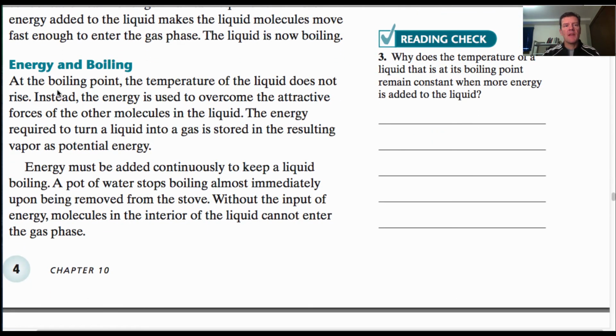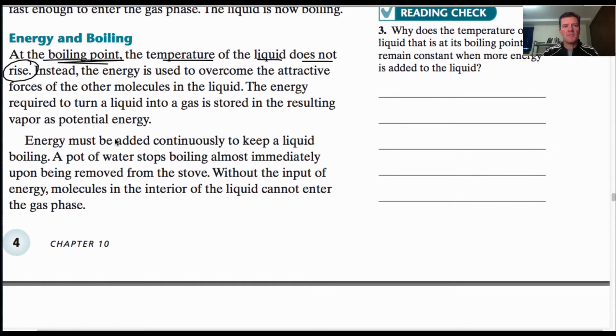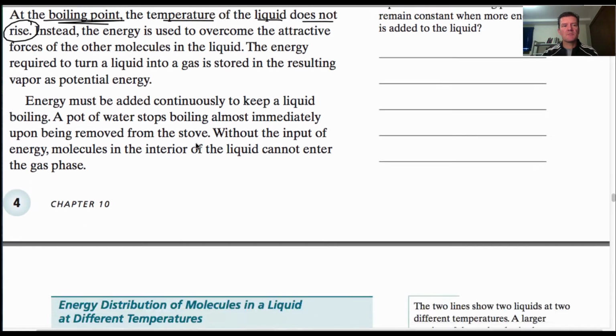All right. At the boiling point, this is important, the temperature of the liquid does not rise. Very, very important point. We'll look at this later on when we look at a graph. But the temperature is not going to rise, even though you still are pouring energy into it, even though you still have it over the flame. All that energy is put into breaking bonds. We're breaking those bonds and turning the liquid into a gas by allowing those liquid particles to break apart from their neighbors.